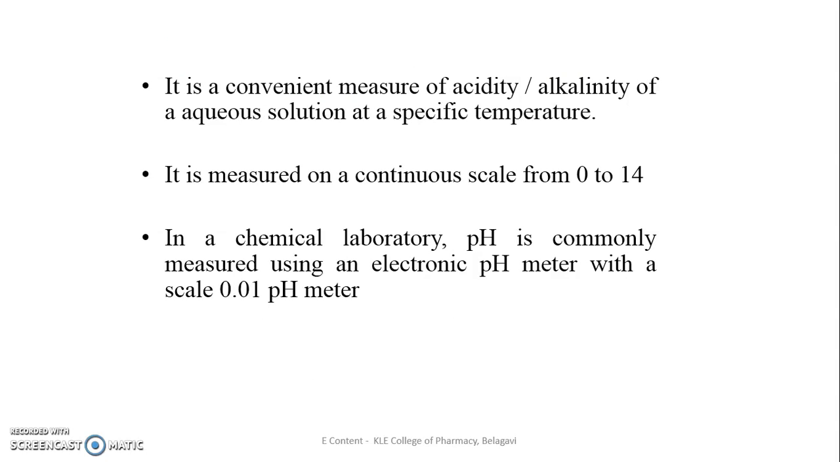It is also a convenient measure to find out the acidity or alkalinity of an aqueous solution at a specific temperature. So at a particular temperature, whether the solution is in an acidic condition or an alkaline condition can be found by determining the pH of the solution. This is measured on a continuous scale from 0 to 14. So 0 to 7 is considered acidic pH, 7 is neutral, and 7 to 14 is basic pH. In a chemical laboratory, pH is commonly measured using an electronic pH meter with a scale of 0.01 pH units.